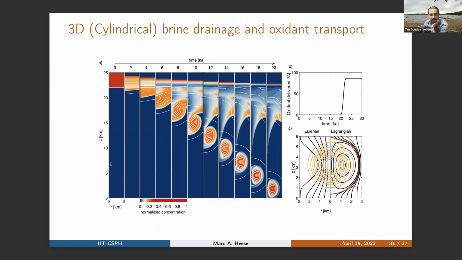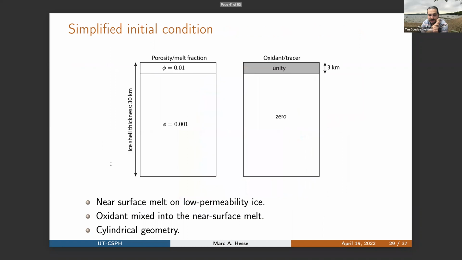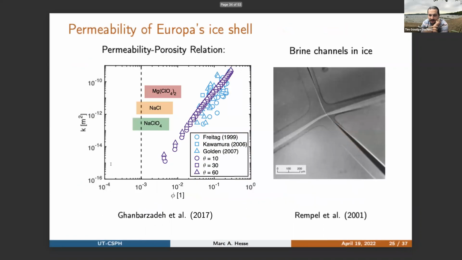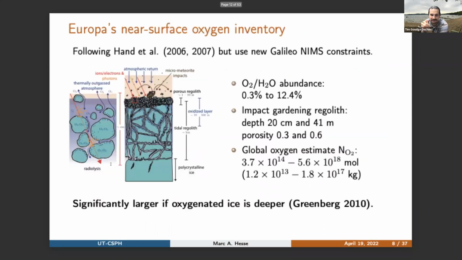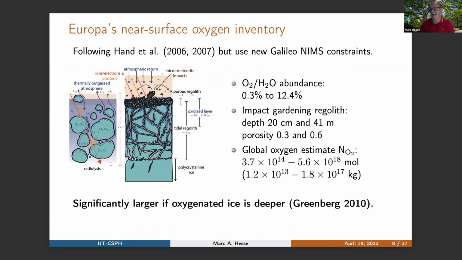Yeah, I had a question about the first part of the process, the oxidant production. So impact gardening is needed to mix the regolith, but does that not liberate the oxidant as it's being churned? Why isn't the oxidant liberated?